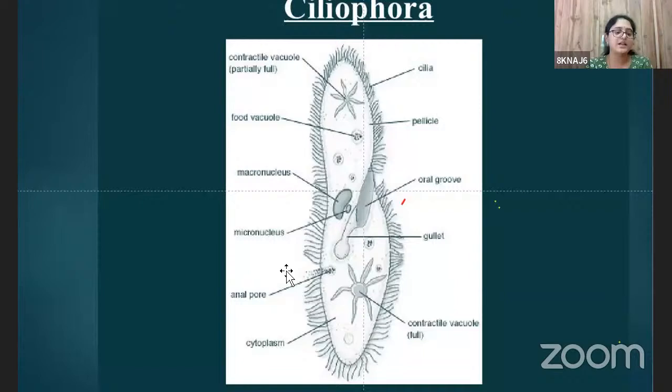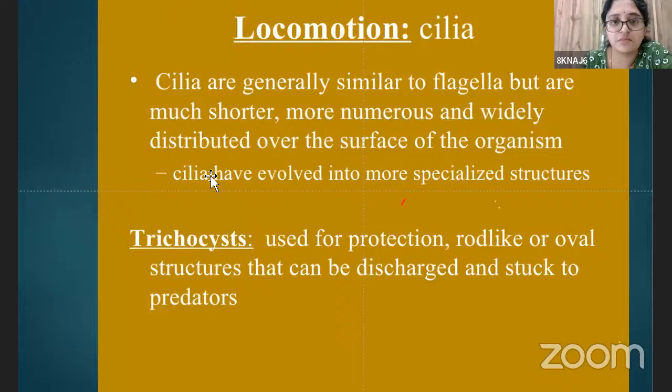Vorticella is something like an umbrella, as in your textbook if you can see. Figure 2.5A is Paramecium, figure 2.5B is Vorticella. So you have a micronucleus, a macronucleus, cilia, a pellicle, a small vestibule, a trichocyst, a food vacuole, a contractile vacuole, and in the case of Vorticella, a collar and a stalk.